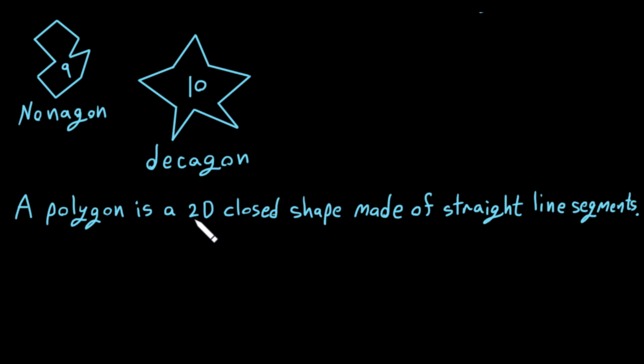As you can see here, it is 2D. 2D means it has only length and width, no depth. If a shape has depth, like a cube or cuboid, it's called a polyhedron, not a polygon. So to be a polygon, a shape must be a closed shape made of straight line segments like this, and it also has to be 2D, which means a two-dimensional shape.